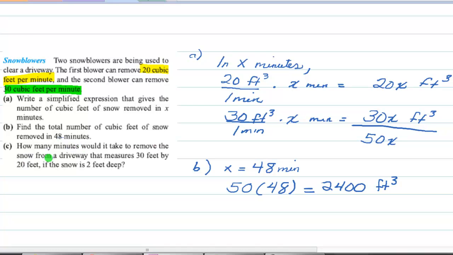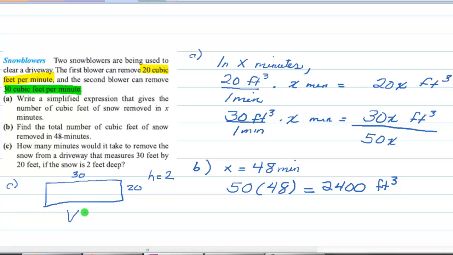Now let's look at part C. How many minutes would it take to remove the snow from a driveway that measures 30 feet by 20 feet if the snow is 2 feet deep? So I'm drawing a driveway here. Kind of looks like a rectangle. And it's got length 30 feet and width 20 feet. And the height of the snow is 2 feet.